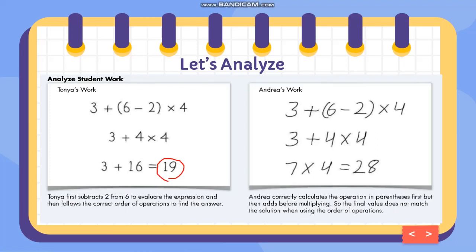But for Andrea's work, Andrea correctly calculates the operation inside the parentheses, which is 6 minus 2, equivalent to 4. But then she adds before multiplying. So the final value does not match the solution when using the order of operations. That's why Andrea got 28. So the correct answer is Tanya's work, which is equivalent to 19. So the order of operations is very important.